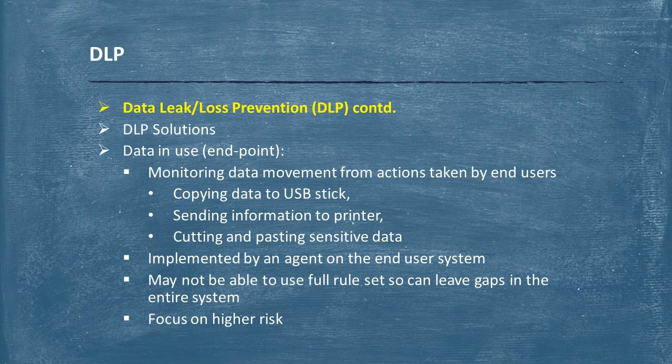Rules implemented by an agent on the end user system may not be able to use the full rule set, so they can leave gaps in the entire system. So you might have defined 100 rules or some number of rules. When implementing those rules, there will be some gaps. So it is possible that some are left. There will be gaps, but the focus is on the highest risk.